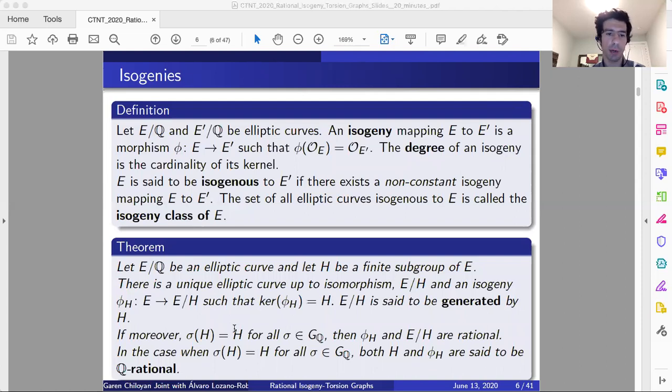If, moreover, the Galois group stabilizes H, then the isogeny phi and the curve E mod H are rational. In this case, we will say that H and phi sub H are Q-rational. This theorem gives us a great way to find isogenies of E and curves isogenous to E just by looking at E. This theorem is extremely important. So that's great, but isogeny classes are just abstract sets so far. How do we put a little more organization to them?